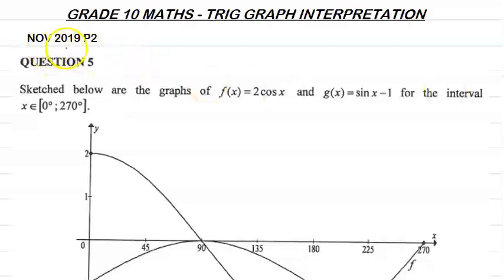It says here in the November 2019 paper 2, question 5, sketched below are the graphs of f of x equals 2 cos x and g of x equals sine x minus 1 for x an element of the interval from 0 to 270. Now this is regarded as the domain, that is where the graph is drawn between the two x values. This is the start here, and then this one here will be the end. If you are sketching this graph, that will be your start, that will be your end, right?